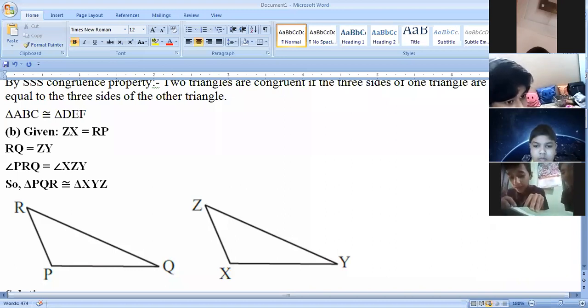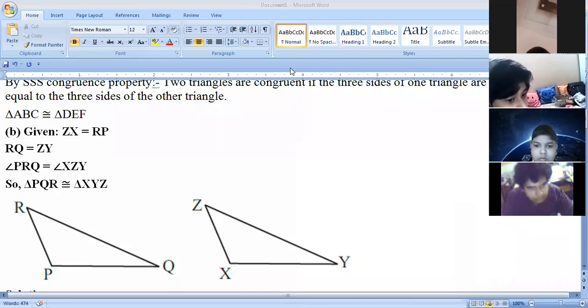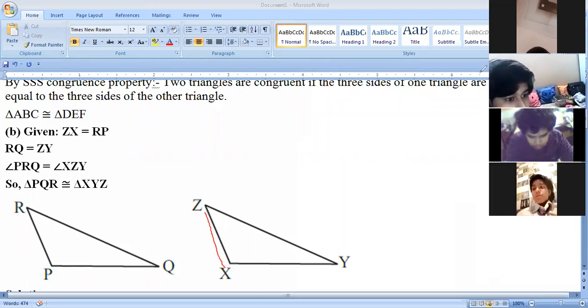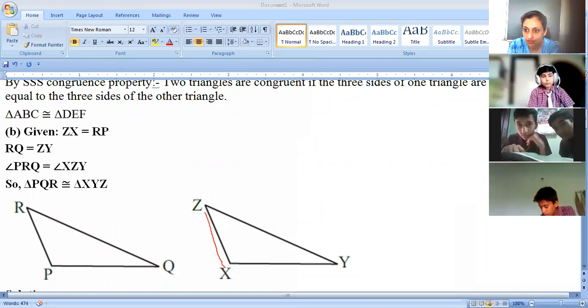Given ZX is equal to RP. Which side is equal to, just a second. So, as in the question, it is given that ZX is equal to, this is the ZX side. This side is equal to which side? RP. Okay. ZX is equal to RP. So, one side is equal to a side of the other triangle.